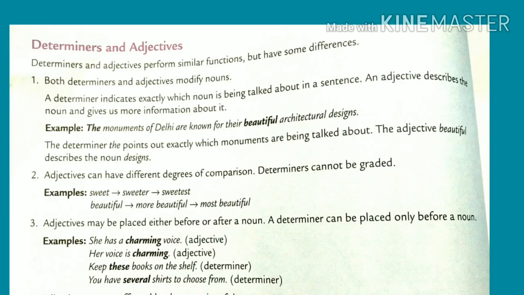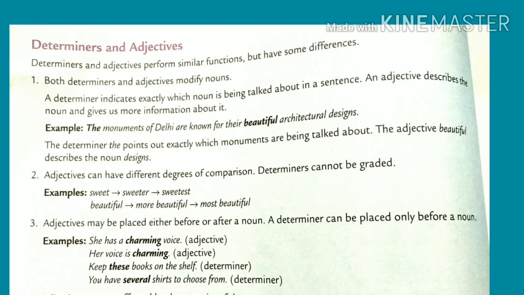Example, the monuments of Delhi are known for their beautiful architectural designs. In this sentence, we know beautiful is an adjective. There is a determiner. The determiner their points out exactly which monuments are being talked about. Their specifies the monuments of Delhi. But the word beautiful describes the noun designs. From the word their, we can understand that the monuments of Delhi are beautiful. Without the determiner their, it is complicated to identify which design is beautiful. Do you understand the first one?